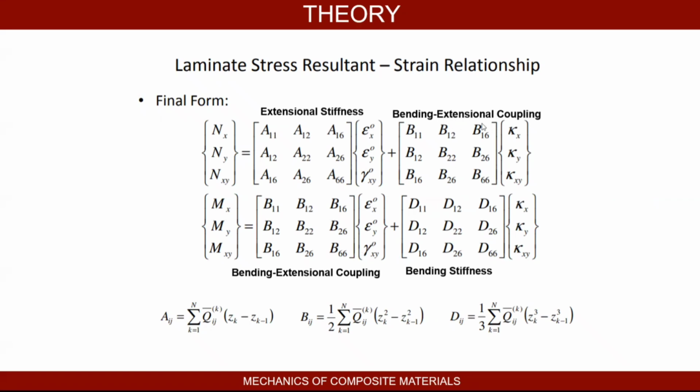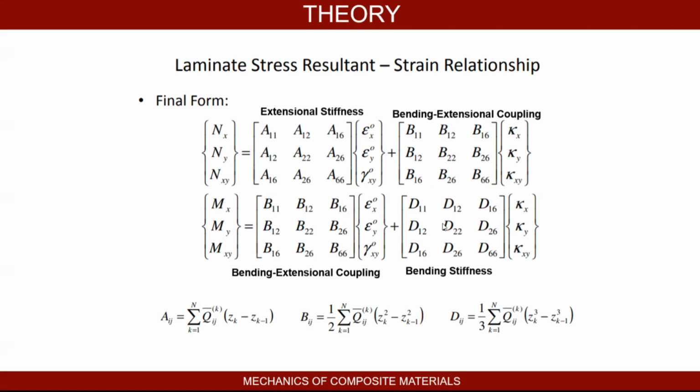B is called the bending extensional coupling matrix. And B16 and B26 relate twisting strains to normal stresses and shear strains to bending stress. And something to note is if you have a symmetric layup, this B matrix will drive to 0, which is a nice check for your code. And this will indicate twist or bending in your laminate under load.